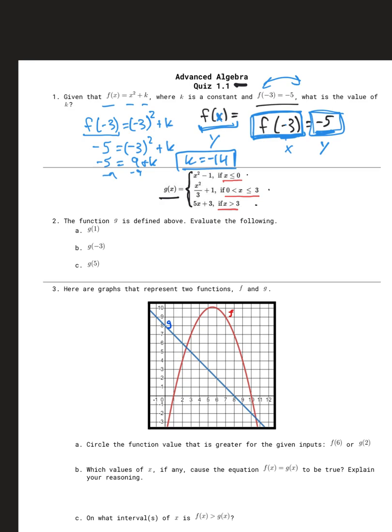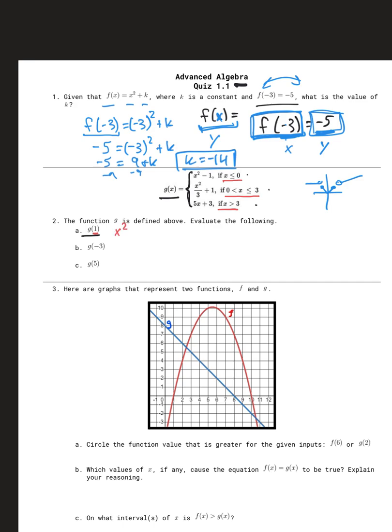Use that piece. If you remember, those are the graphs that look like this and this and this, right? There are some open circles sometimes and some closed circles sometimes, and they connect all the way through. All right, look at part A here, g of 1. So if x is 1, where are we at? Which range? Is 1 less than or equal to 0? No. Is 1 in between 0 and 3? Yep. So that tells us we're going to use this piece right here, x squared divided by 3 plus 1. And then we just plug in like we did in the first part.